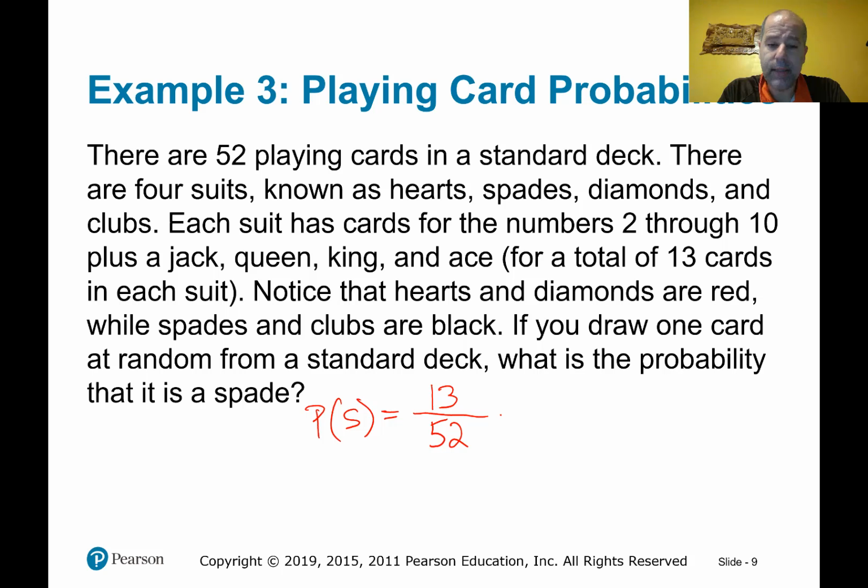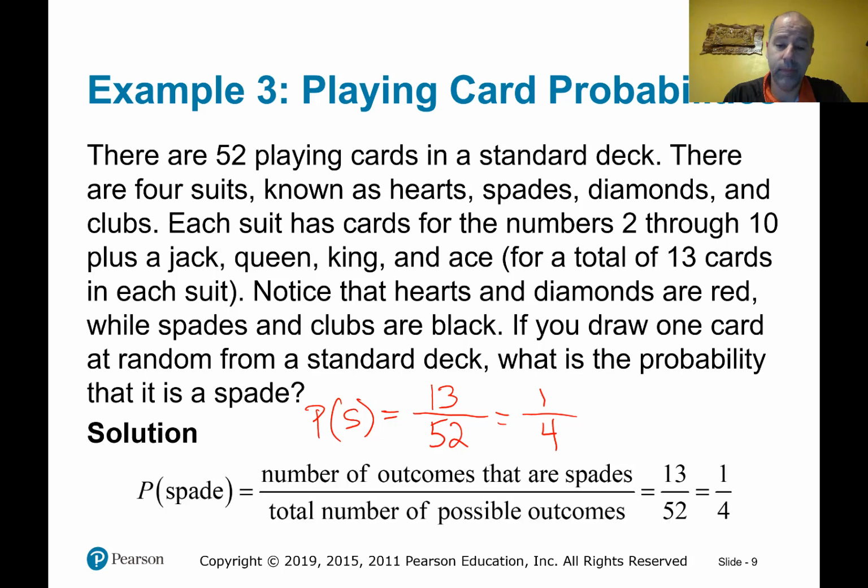And so now, in this case, this fraction's not big, but we can simplify this, right? Because 13, like I said before, goes into 52 4 times, because 4 times 13 is 52, so this reduces to 1/4. So the probability of choosing a spade randomly from a deck of playing cards is 1/4. Okay?